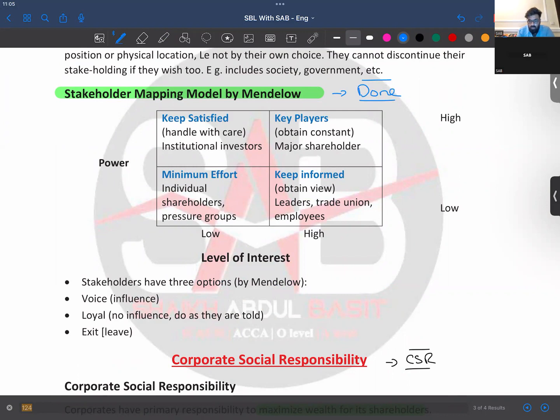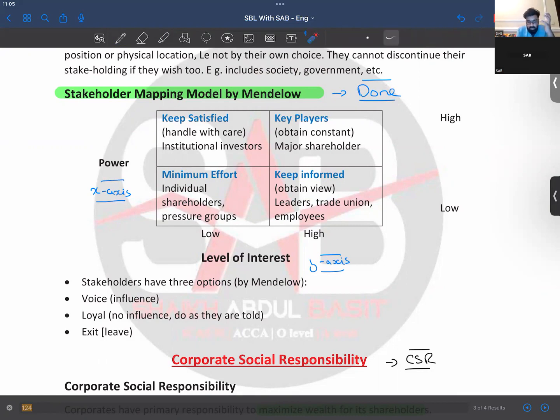I'm writing done here because once we have completed that, we'll be reading the theory, so I won't cover this. And why won't I cover this? Because it was already taught to you while solving past papers, right? So now power is on the x-axis and interest is on the y-axis.